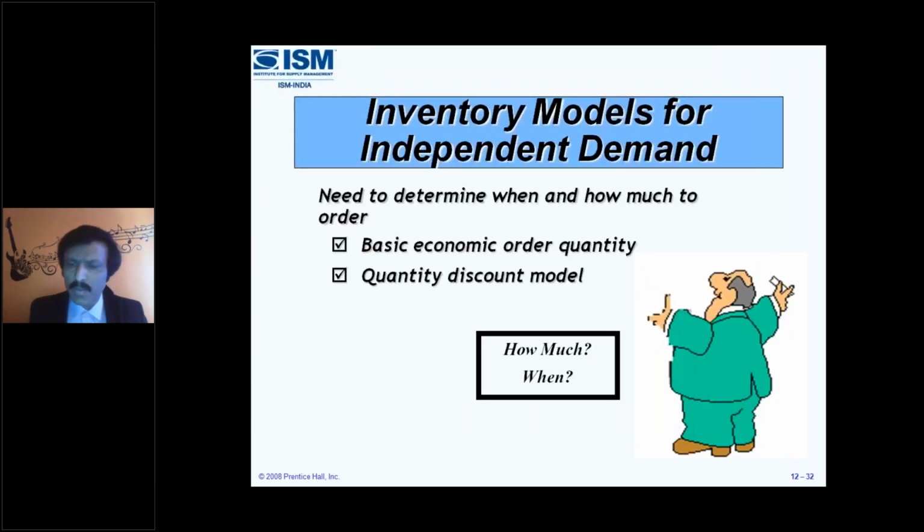Now there are some inventory models which I will discuss. One is the basic economic order quantity model and the quantity discount model. So why inventory models? Because these models are required to understand what is to be ordered, how much is to be ordered, when it is to be ordered. That's the question. It always comes in the minds of everyone.